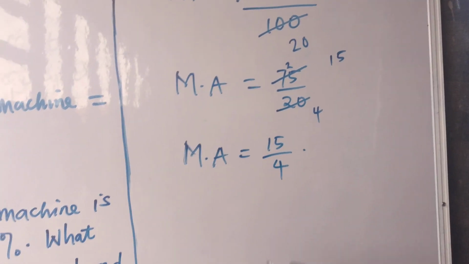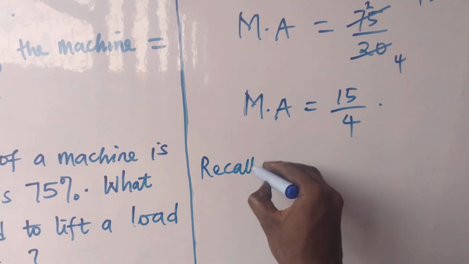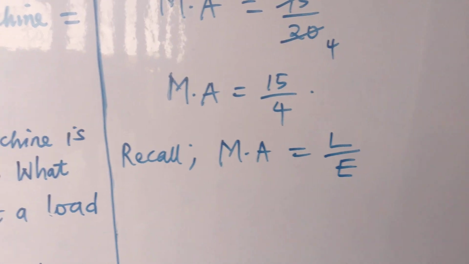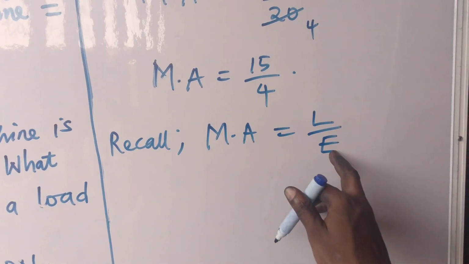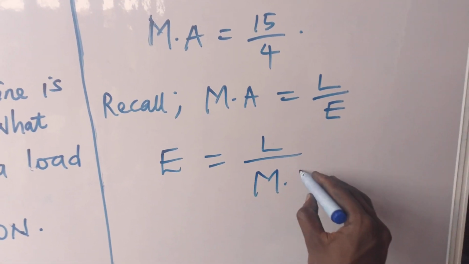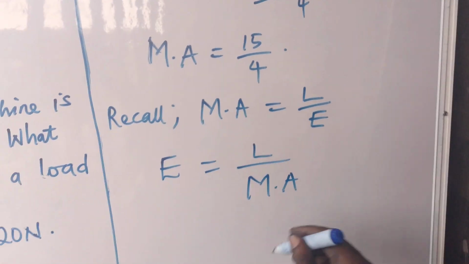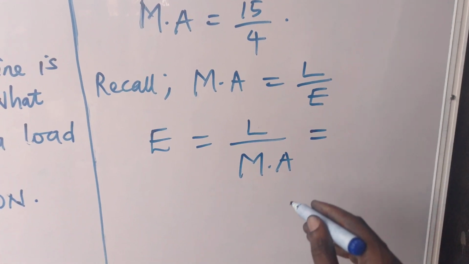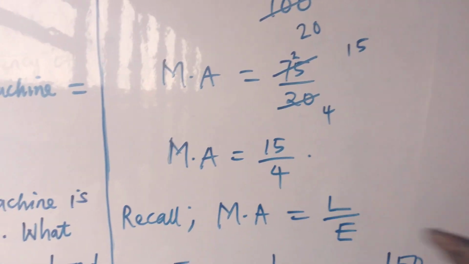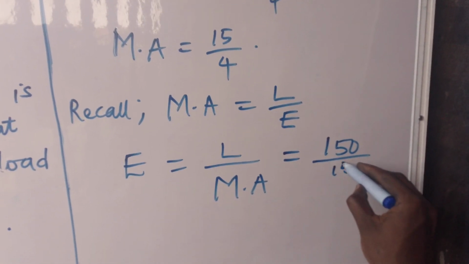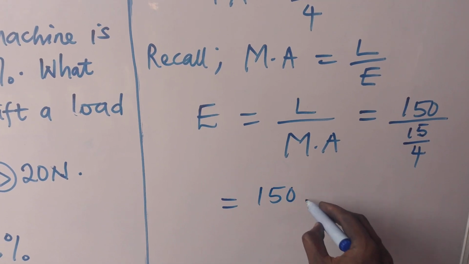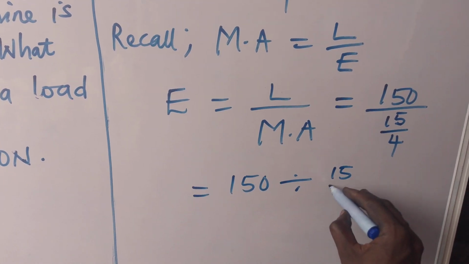Now recall that MA is equal to load over effort. That means I can make effort the subject of formula. If I interchange positions, effort will be equal to load over mechanical advantage. That means the load, which was given to us as 150 Newton, divided by the mechanical advantage, 15 over 4. So this is equal to 150 divided by 15 over 4.